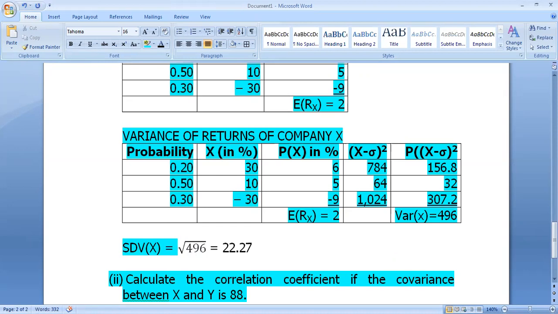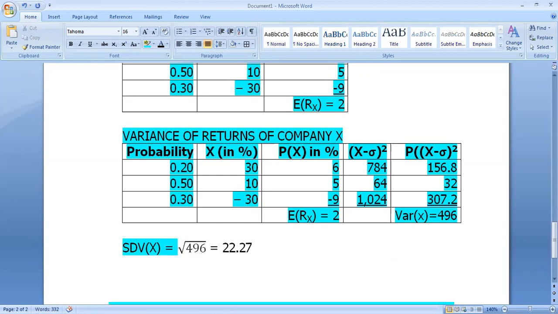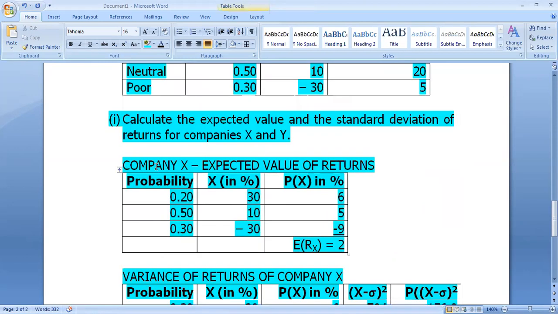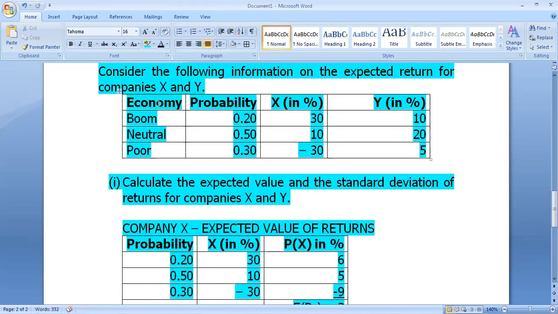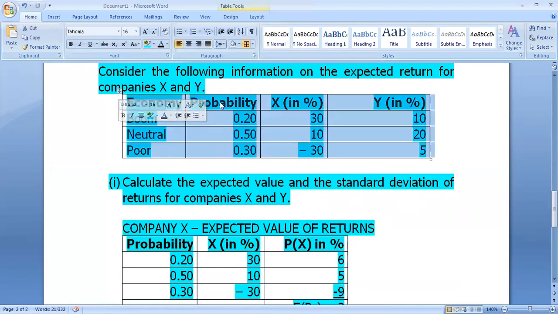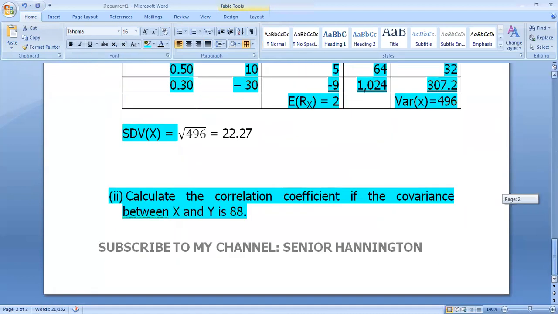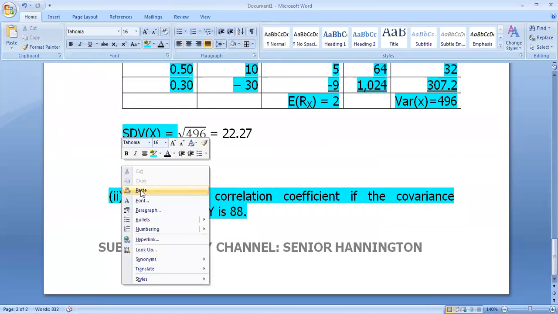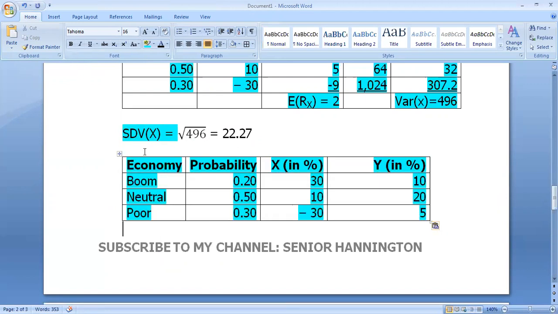I'll do the same for company Y. So for company Y, we start with our expected values of returns for company Y. I'll still use the same information. We want to see for company Y now.